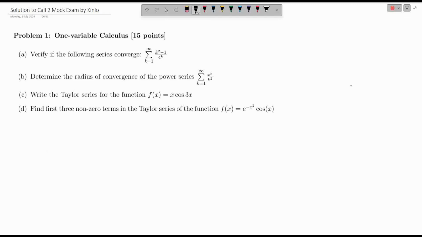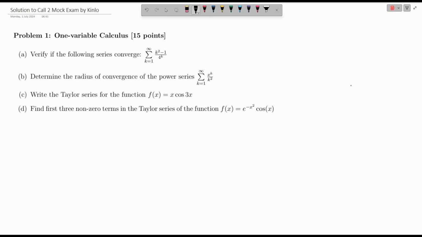We're going to be looking at question 1, and this is one variable calculus, 15 points. In this video we're only going to be solving the first question, which is A. The question says: verify if the following series converge, that is the sum from k equals 1 to infinity of (k squared minus 1) over 4 raised to the power k.